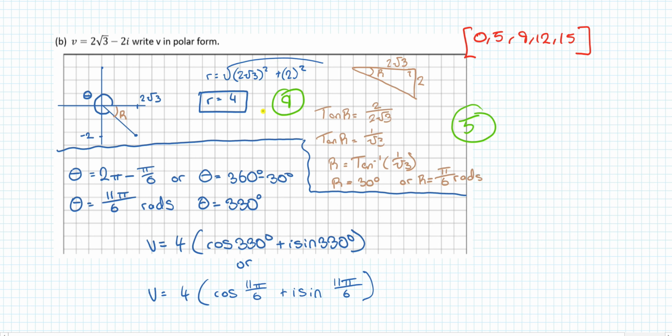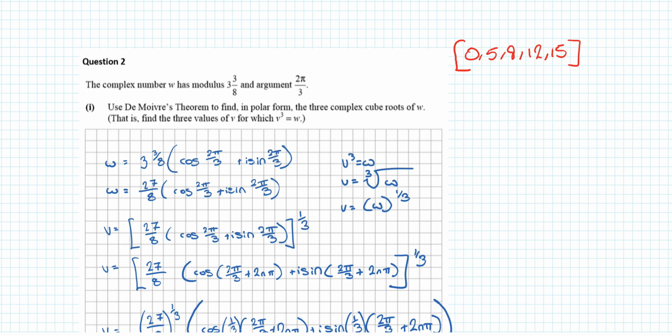Theta, so I didn't specify whether it's in radians or degrees, so I've done both options. You can find theta in radians or degrees, so that would get you to 12 marks. And then writing it out nicely in polar form gets you to 15 marks. Okay, the next question is an application of de Moivre's theorem. It tells you the complex number w has a modulus 3 3/8, so I've just put 3 3/8 into the calculator and gotten 27/8. And it tells you the argument as well is 2 pi over 3.